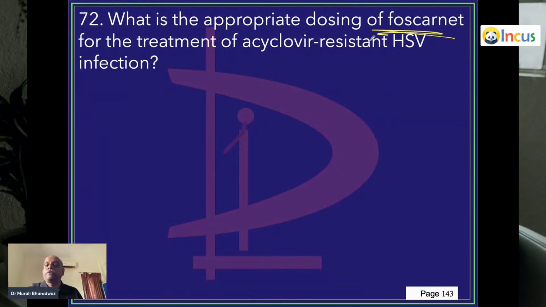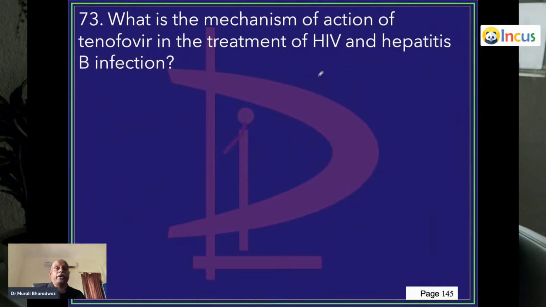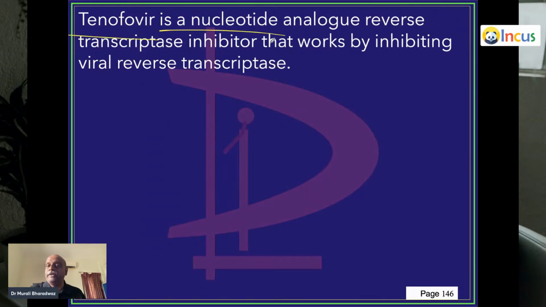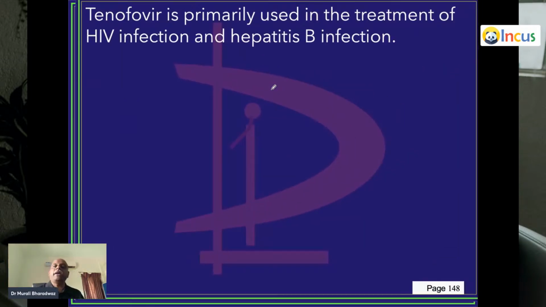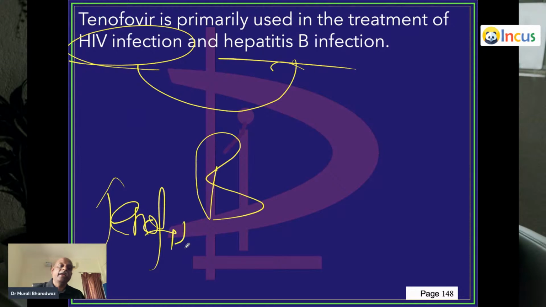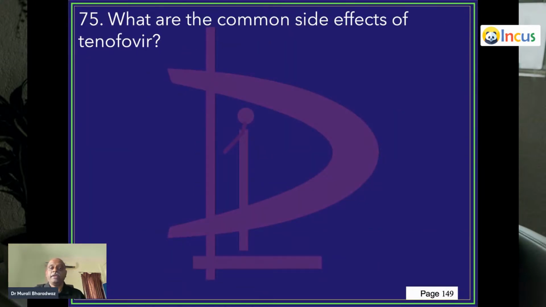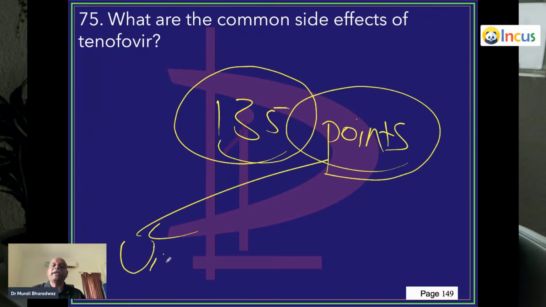What is the appropriate dose of foscarnet if you are treating acyclovir-resistant HSV? 40 to 60 mg per kg every 8 to 12 hours for 7 to 14 days. So what is the main mechanism of tenofovir in the treatment of HIV and hepatitis B? Tenofovir is a nucleotide reverse transcriptase inhibitor. It inhibits the viral reverse transcriptase. What is the main use of it? Not only HIV, tenofovir is also for hepatitis B, is what you need to remember. So totally, doctor, there are 135 points that you need to remember when it comes to viral drugs.